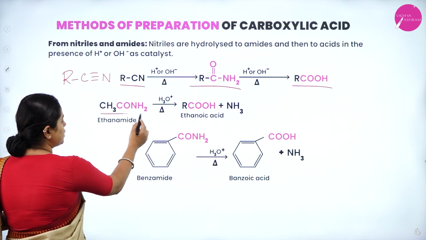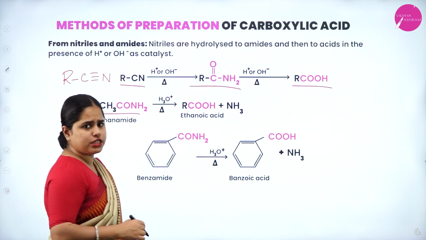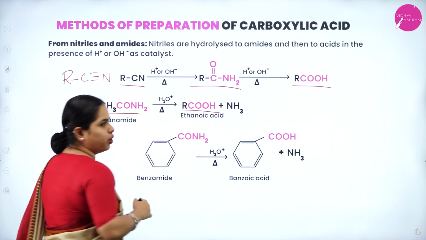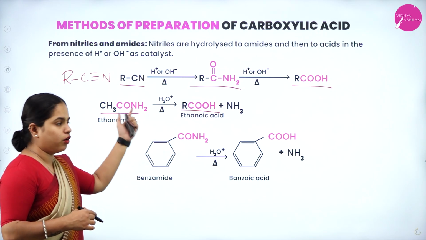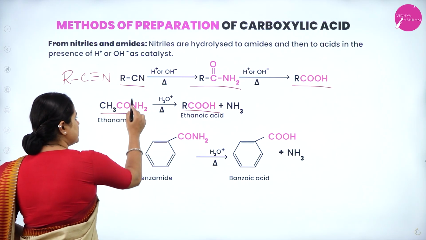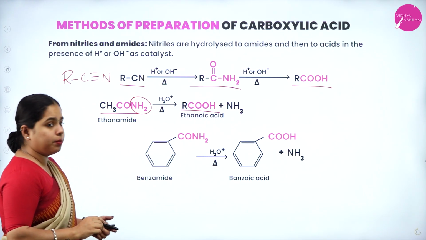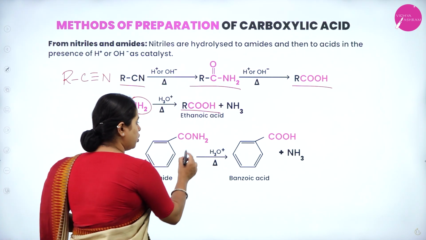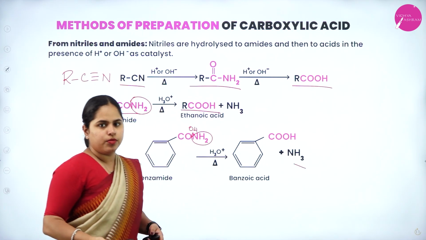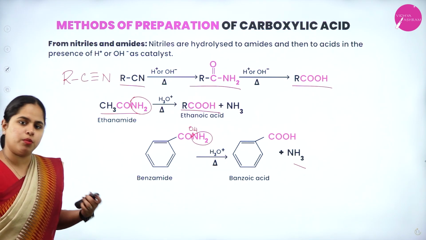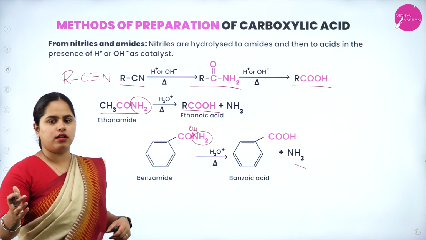So you can see CH3CONH2, that is ethanamide, directly reacts with H plus or OH minus to form ethanoic acid. So the number of carbon atoms will be same. CH3CONH2 will form CH3COOH and this NH2 will combine with hydrogen and form ammonia. Here you can see benzamide, that is CONH2. Here also you will get COOH and this NH2 combines with H and forms ammonia. So these are the products that you are going to get from nitriles and amides. So from nitriles first you will get amides and from amides you will get the carboxylic acid.